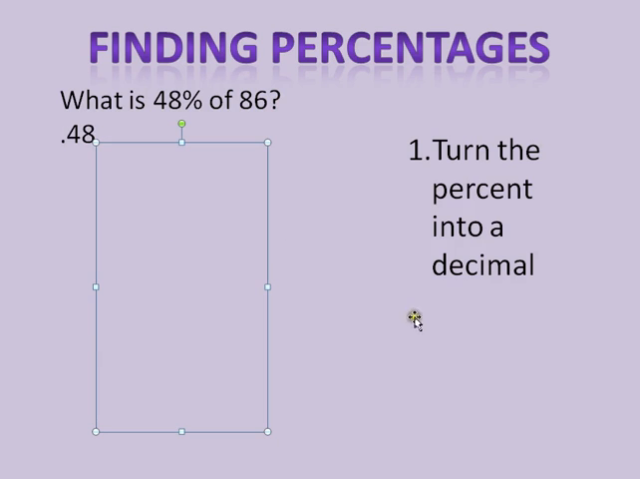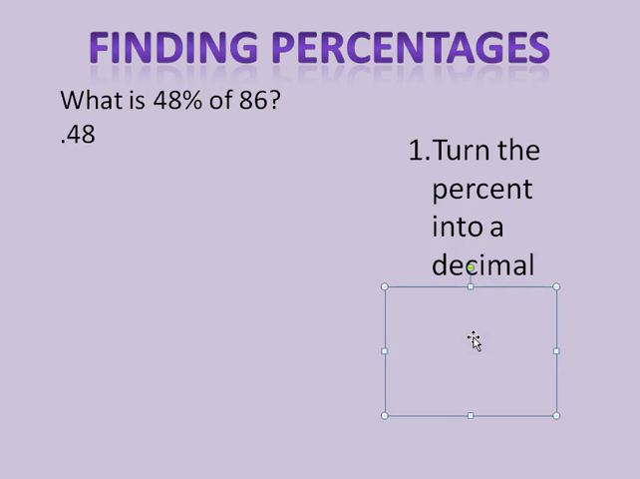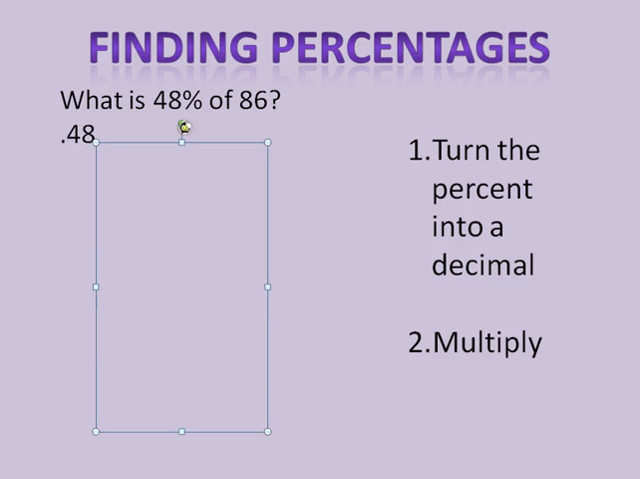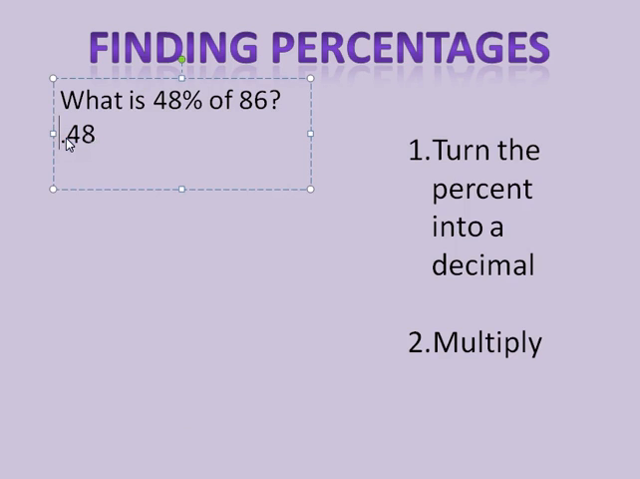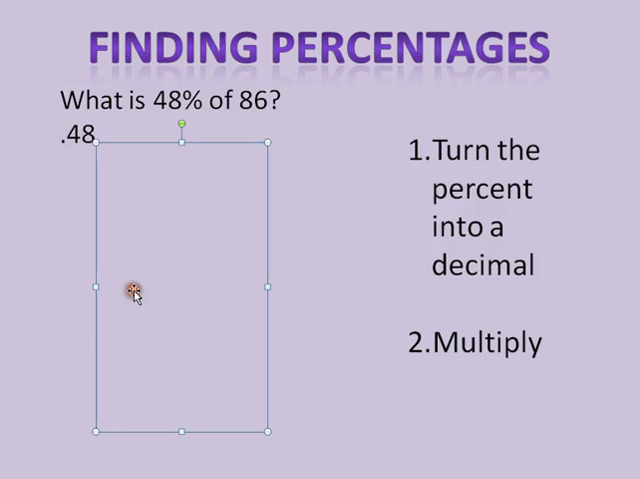Then I am going to multiply. So I already turned my percent into a decimal. I do that by moving the decimal over 2 places, because in a whole number, like 48%, the decimal goes at the end. We don't see it because we don't need it. We need to move it to the left 2 places. 1, 2. So I'll put it right there. Get rid of that one.